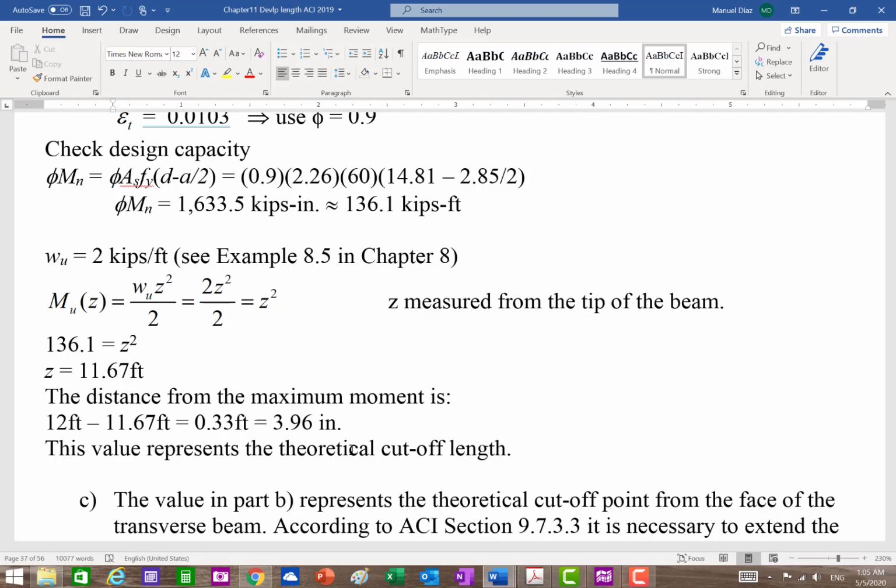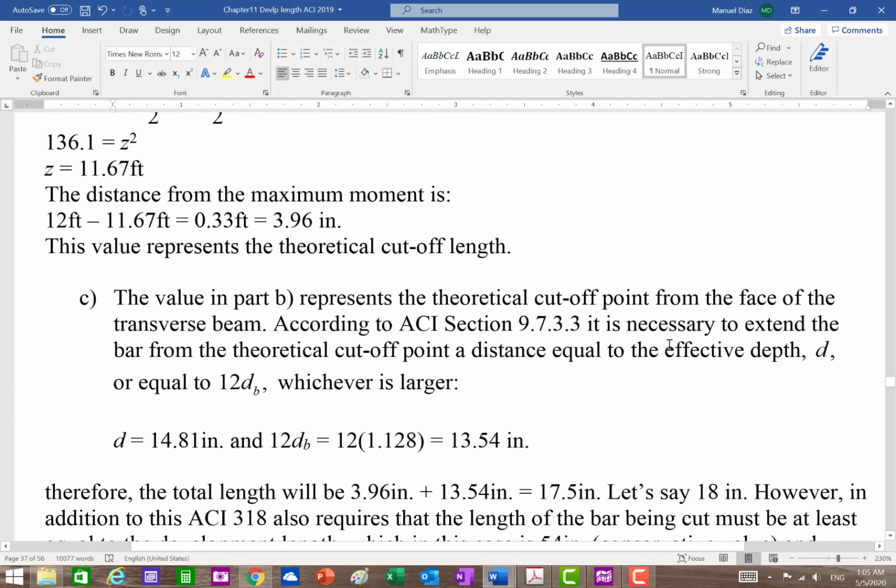All right, but you cannot cut really there. That's your theoretical value. Now you need to add to that one, right? The d or the 12 d sub b. My d is 14.81, my 12 d sub b is 13.54. This one controls, so I add that one to this one, 17.5. So I say, okay, 18 inches. So I can now cut it until I get to 1.5 feet from the face of the support.